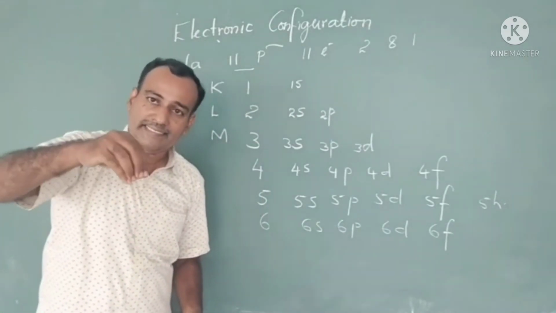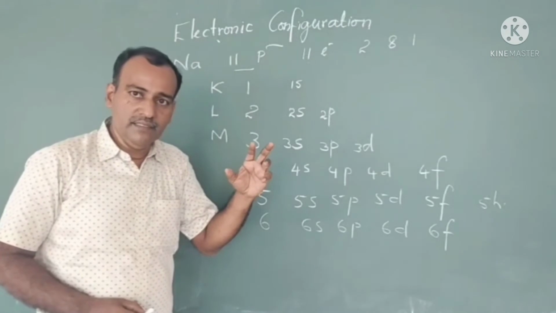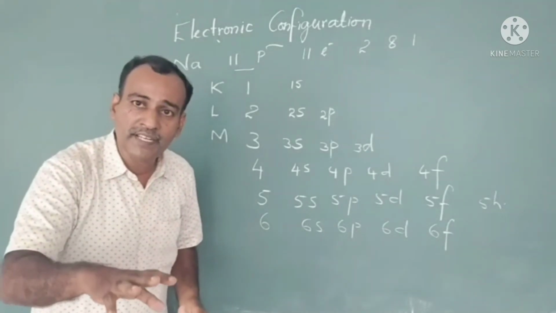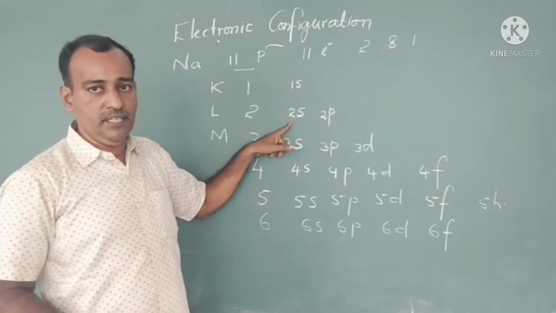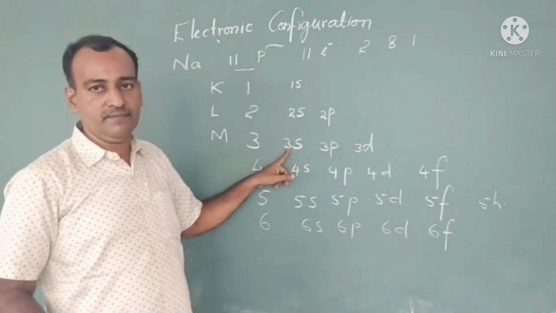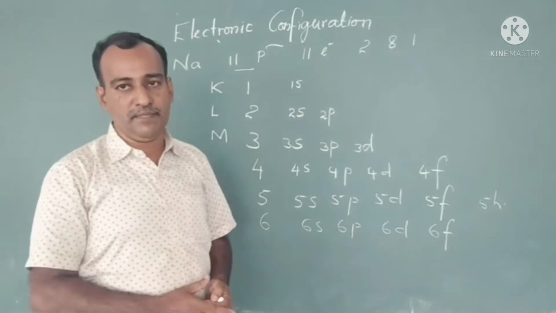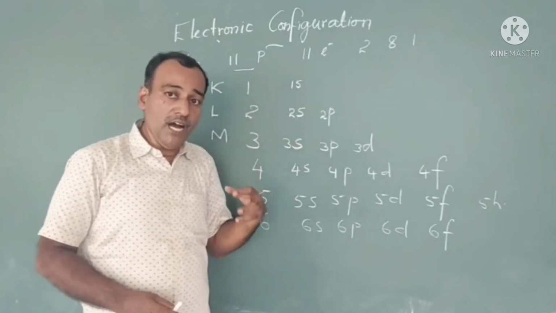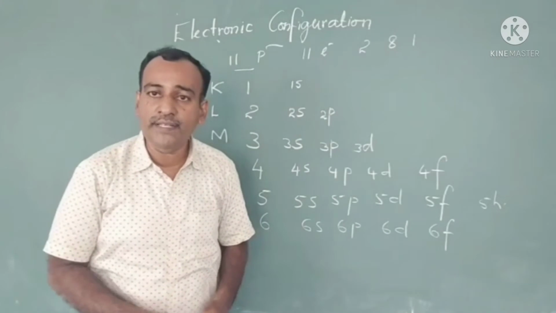How the electrons enter the subshells is based on energy. The electron first enters the subshell which possesses lower energy. That is, 1s has lower energy than 2s, 2s has lower energy than 2p, and 2p has lower energy than 3s. We can understand this from the Aufbau principle, which you are going to study in chapter 2. So, based on the Aufbau principle, electrons enter the subshells based on energy.